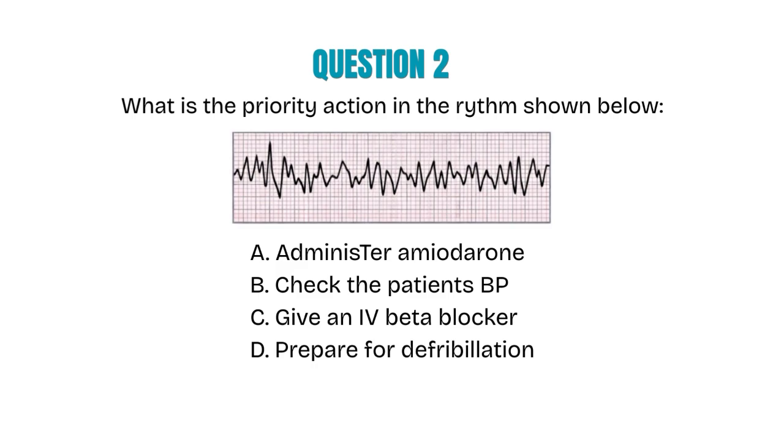Question 2. What is the priority action in the rhythm shown below? A. Administer amiodarone. B. Check the patient's BP. C. Give IV beta blocker. D. Prepare for defibrillation.